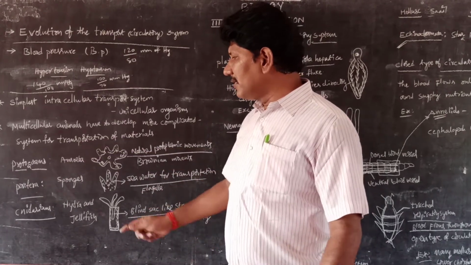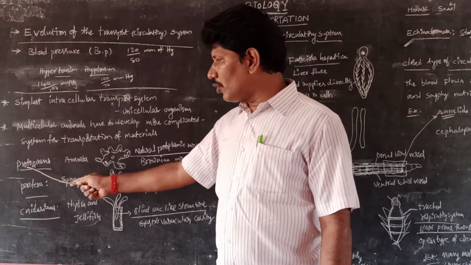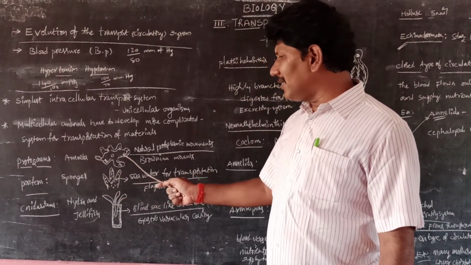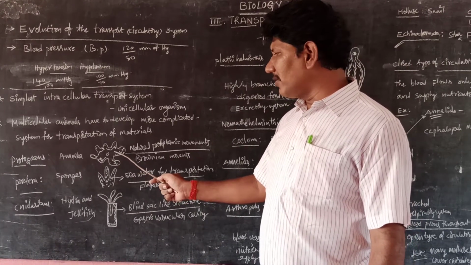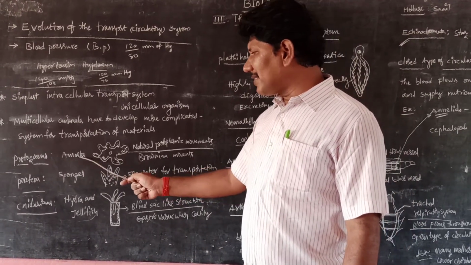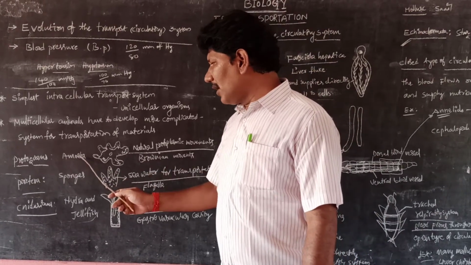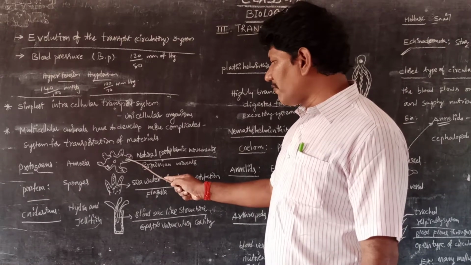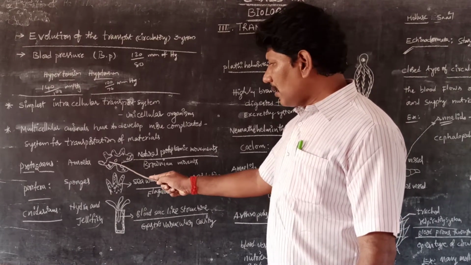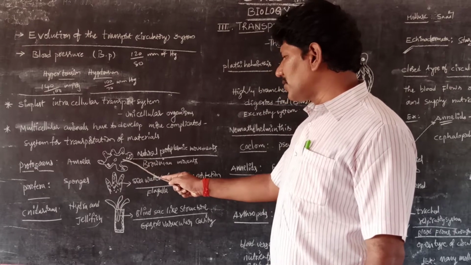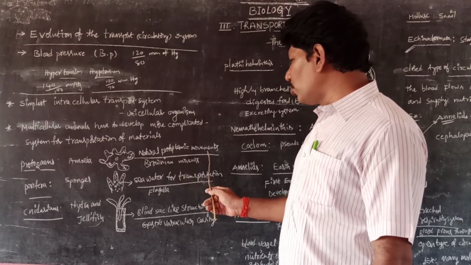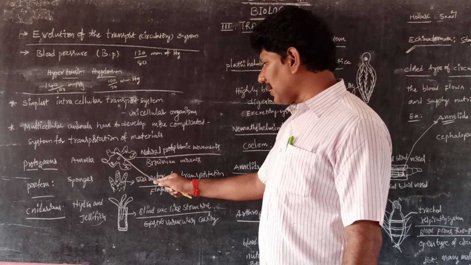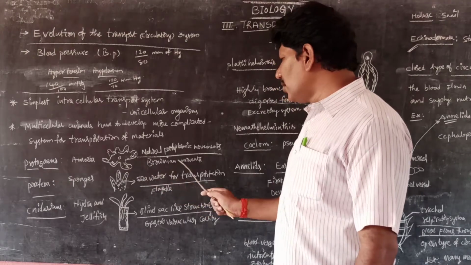Let us take an example. Protozoans: proto means first, zoans means animals, the first animals. Obviously, they have a very simple system. Let us take the example of protozoans like amoeba. Amoeba is a unicellular organism. This is called the protoplasm, the fluid-filled portion of the amoeba. Natural protoplasmic movements occur. So naturally the protoplasmic currents will occur. These movements are called Brownian movements.